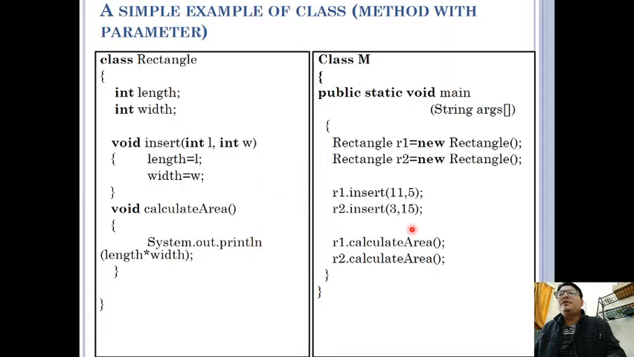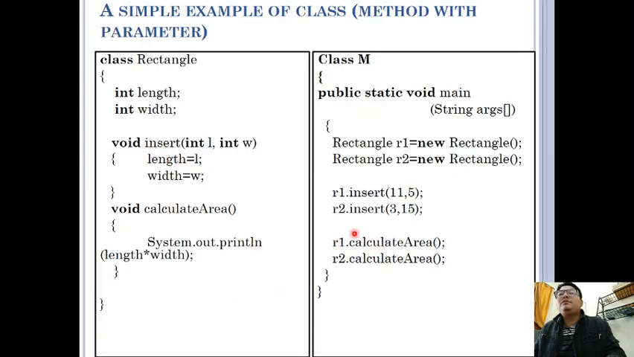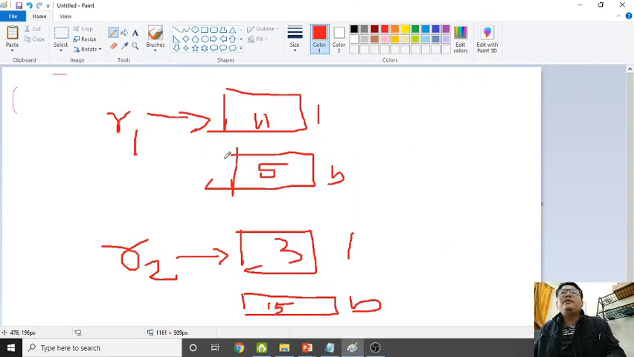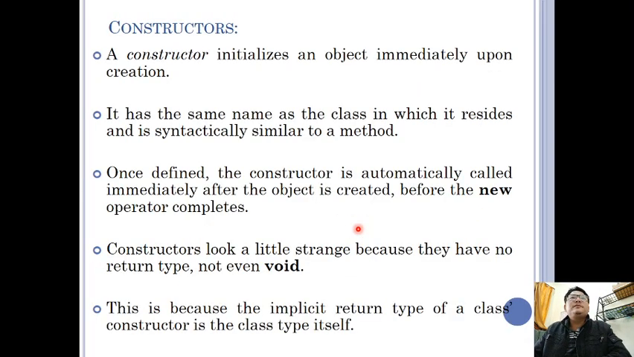Similarly, 3 and 15 will go. So when you display, this statement gets executed, which says you have to display the value of length into width. So whenever R1 dot calculate is invoked, 11 into 5, that's 55 will be displayed. Similarly, 3 into 15, 45, will be displayed. That will be the output of this.